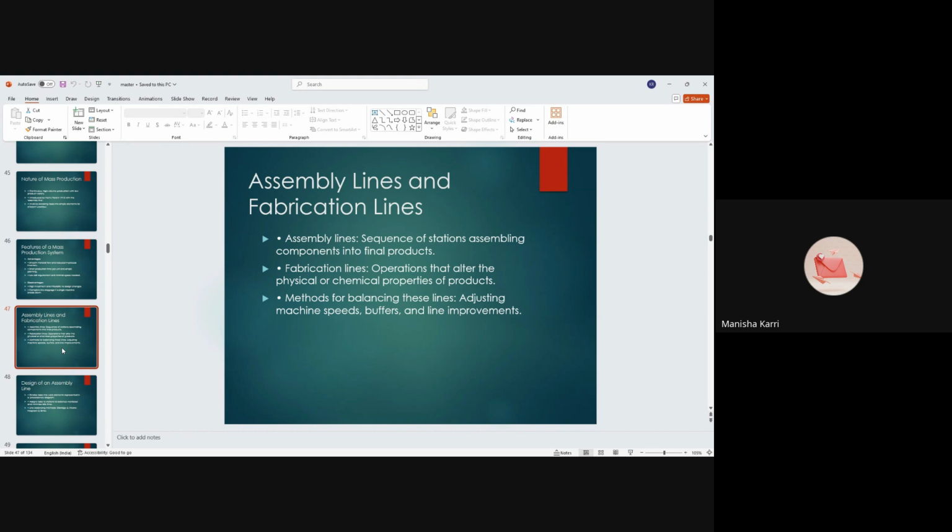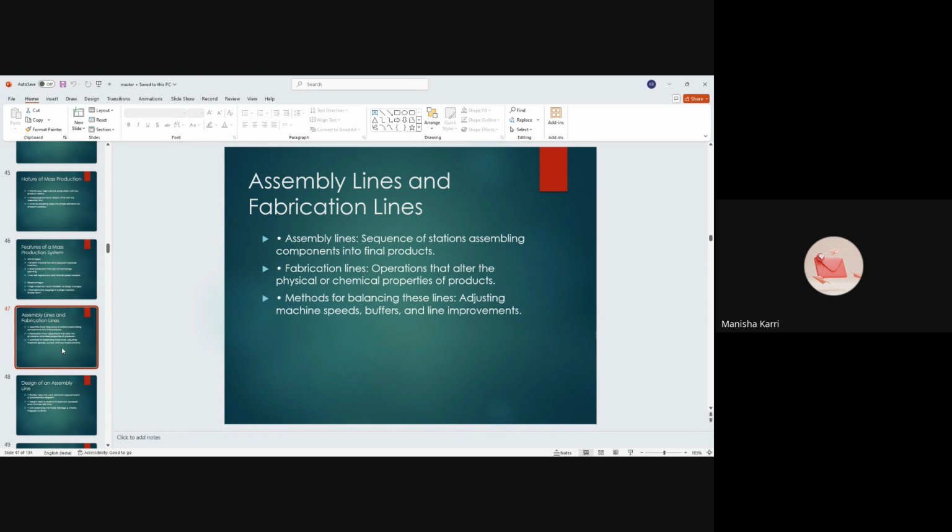So next one is assembly lines and fabrication lines. So what do assembly lines mean? Generally, an assembly line consists of a sequence of stations where different components are added to a product step by step until the final product is completed. This is nothing but an assembly line.